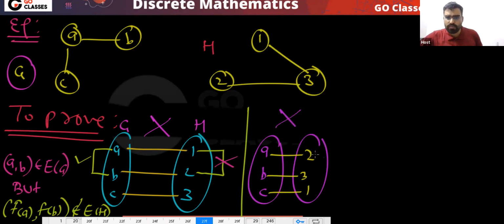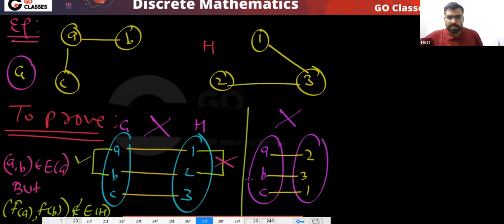This bijection will also not work because 2, 3, they have an edge. A, B also have an edge. That is fine. Very good. There is no problem. But why will this bijection not work? What is the reason? This bijection will not work because of the edges, right?